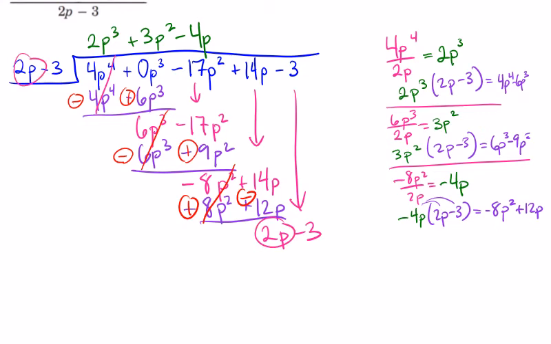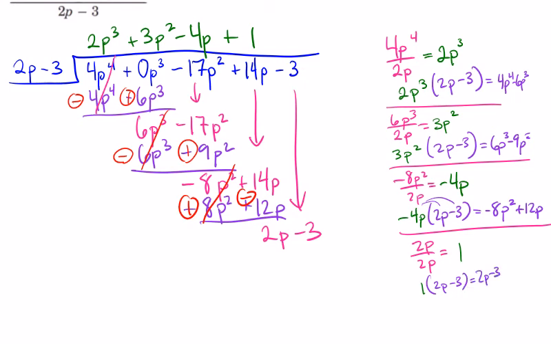So now we're going to do 2p divided by 2p, right? So 2p divided by 2p is just 1, right? So we're going to put a plus 1 here. And then we can multiply 1 by 2p minus 3. And we get 2p minus 3. So we're going to put that here. And we change the signs because we're subtracting. These cancel out. And it turns out that these also cancel out, right? So we end up with just 0.